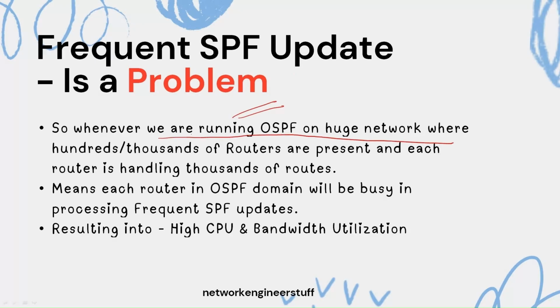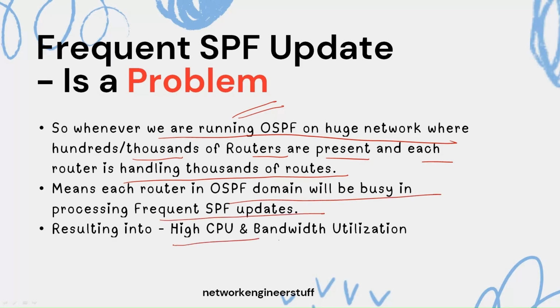So whenever we are running OSPF on a huge network where hundreds or thousands of routers are present and each router is handling thousands of routes, in such a huge network something is going to flap. There will always be some network topology change. That means each router in the OSPF domain will be busy processing frequent SPF updates, which will result in high CPU and bandwidth utilization. So what will be the solution?